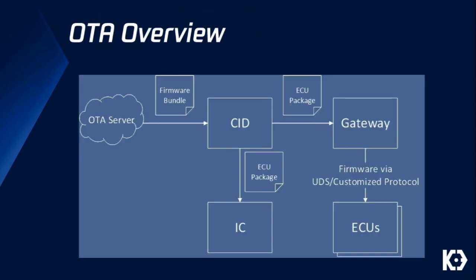So here is the whole OTA procedure. After the gateway restarts, basically, the OTA server will deploy bundles to the CID, and the CID will deploy something to the IC update itself. The CID will also deploy an update package to the gateway. The gateway will update all those ECUs, which is performed by the boot image. And it will also update itself, the gateway itself, also performed by the boot image.